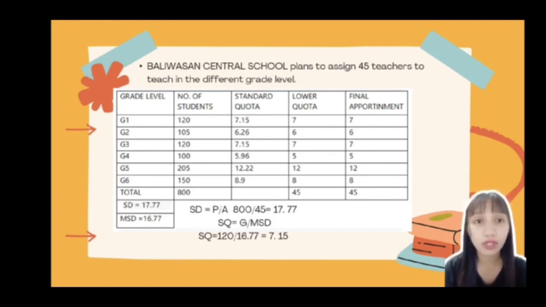In lower quota, basically, we're just going to get the whole numbers from the standard quota, which are 7, 6, 7, 5, 12, 8. The total number of it is 45. So we're just going to copy it in the final apportionment because we already reached the 45 teachers.